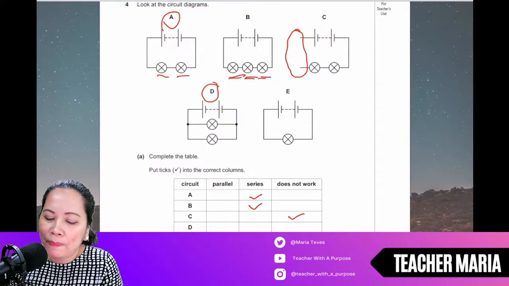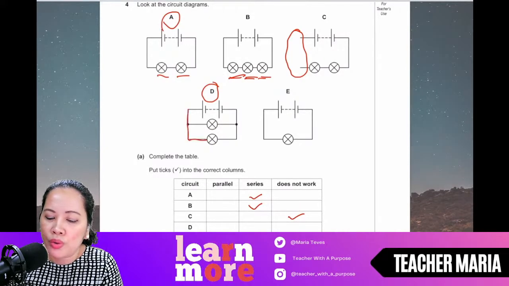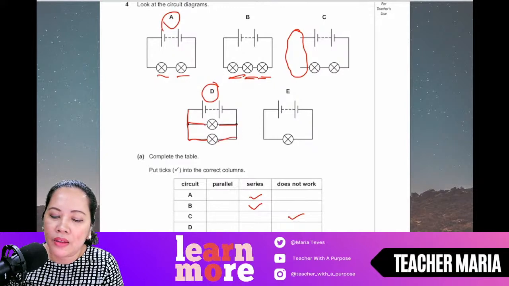How about D? Your D has two split connections. Will this be a series or will this be a parallel?